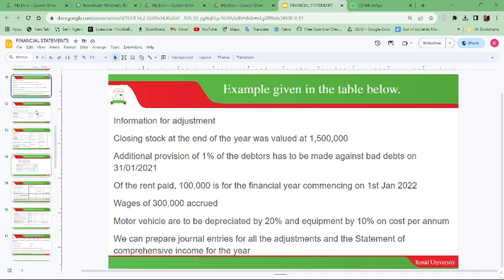So motor vehicles are to be depreciated by 20% and equipment by 10% on the cost per annum. To get the amount that was depreciated, you get the 20% of the motor vehicle. You multiply 20 over 100 times the amount of the motor vehicle. The same applies to equipment: 10 divided by 100 times the amount of the equipment.